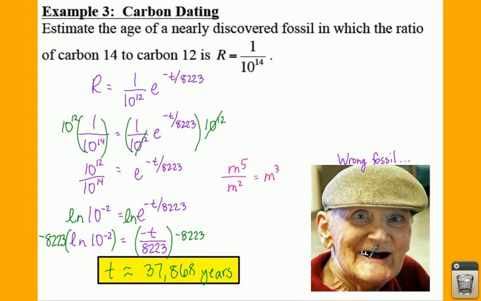And let me help Dad out over here. Give him a few teeth. There we go. Looks a little bit better. And wow, what a difference some teeth make. Nice job, Dad.